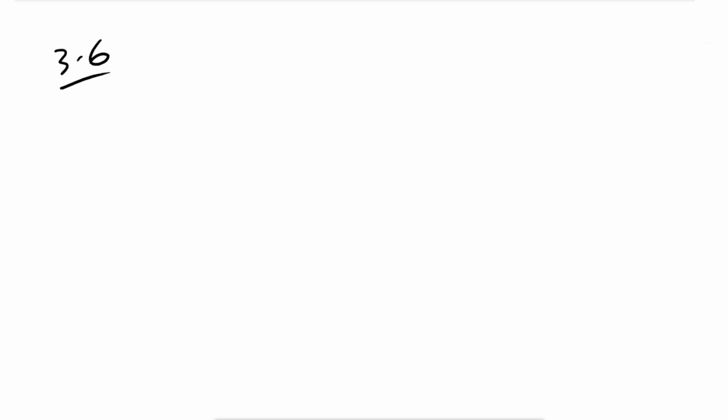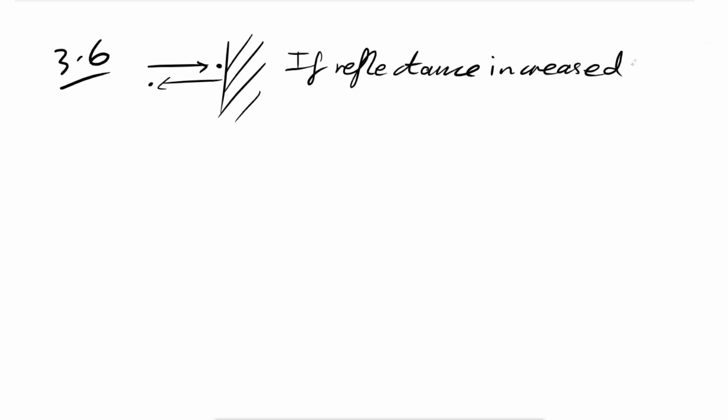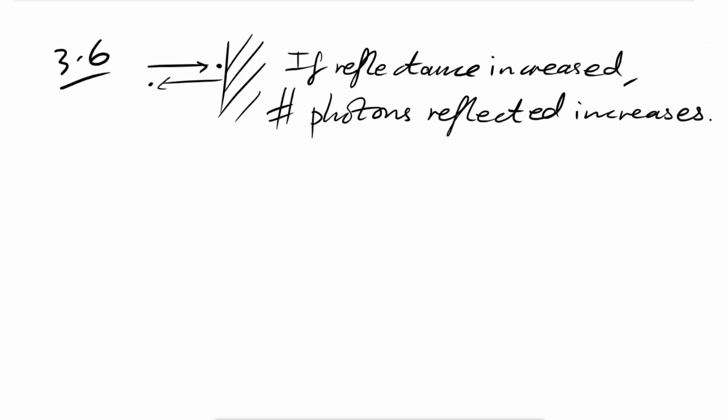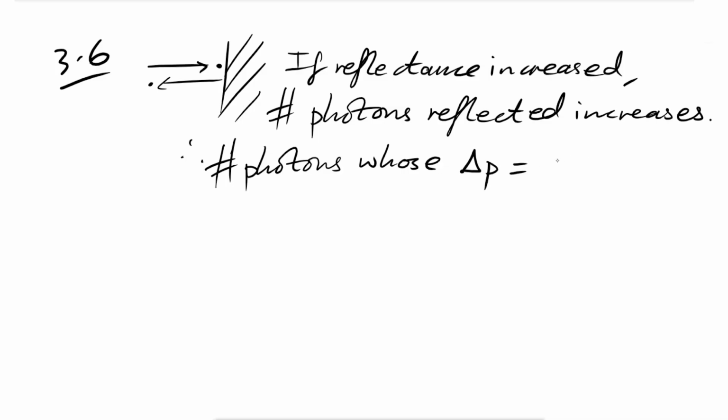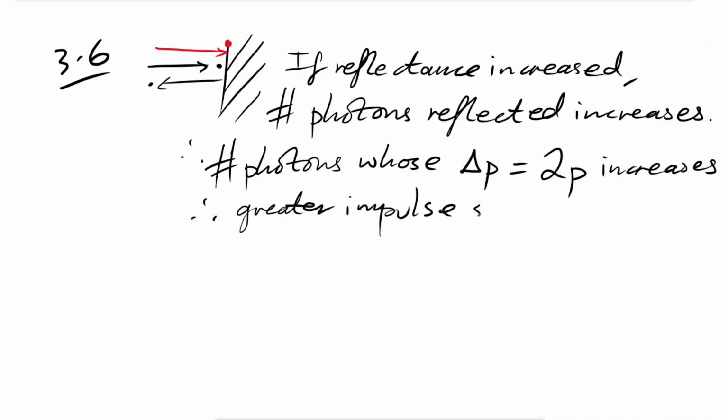Well, it's all to do with these photons pinging off, isn't it? If reflectance increased, number of photons reflected increases. I mean, we just saw that. But therefore, that means that the number of photons whose change in momentum is 2 times their initial momentum increases. Because if a photon isn't reflected, then it just goes in and it stops, doesn't it? So it's transferring just the momentum that it has to the sail. But if it pings off, just like when it comes to forces and things like that, it's got a greater change in momentum, therefore greater impulse supplied to the sail, therefore greater acceleration.